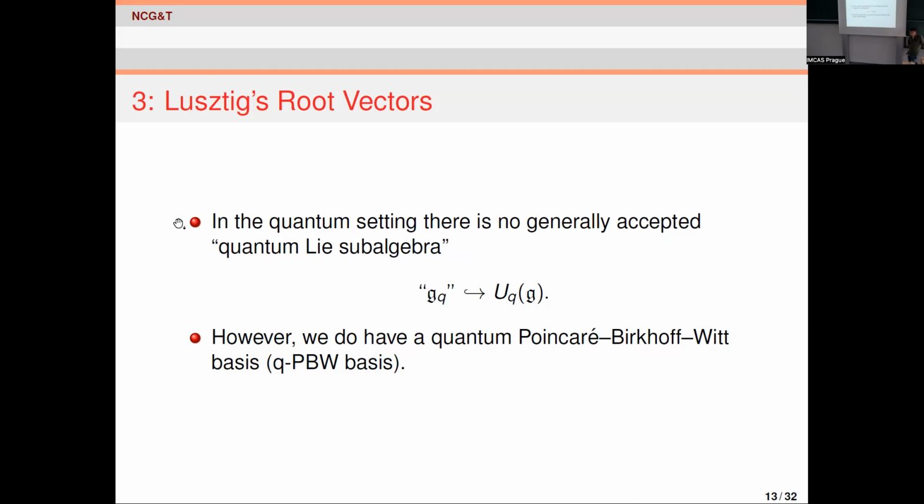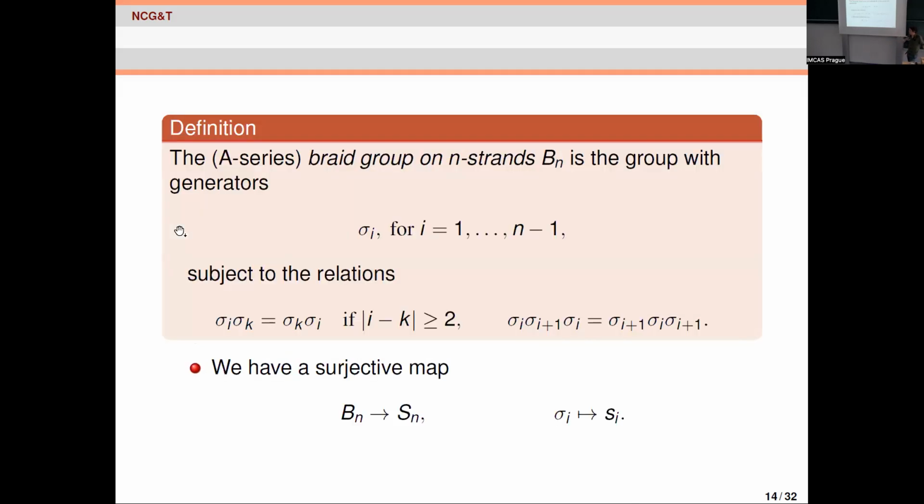However, we do have very natural q-deformations of the positive and the negative part due to Lusztig. So if we look at the A series, how is this constructed? How is this defined? You take the braid group on n strands. That's just a cover of the usual symmetric group in the A series.